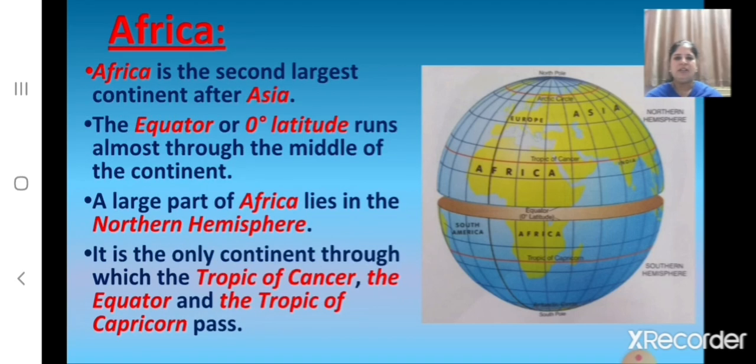Now let us revise the next continent, that is Africa. Children, which is the second largest continent after Asia? Africa is the second largest continent after Asia. And here we can see that the equator or 0° latitude runs almost through the middle of the continent. And children, can you tell in which hemisphere a large part of Africa lies? A large part of Africa lies in the Northern Hemisphere. And here we can also see that Africa is the only continent through which the Tropic of Cancer, the Equator and the Tropic of Capricorn pass.